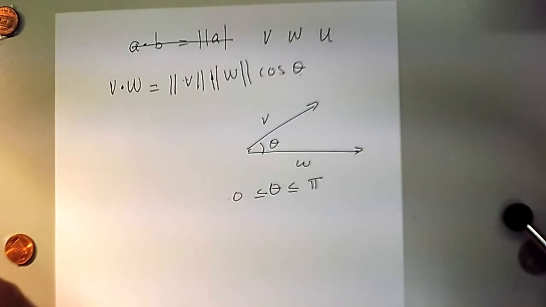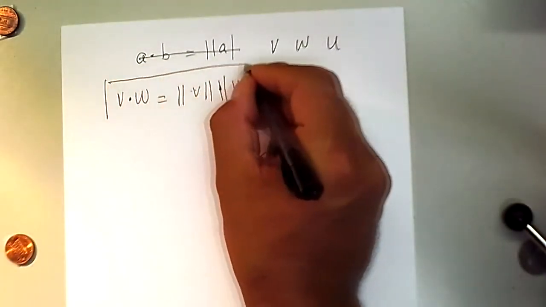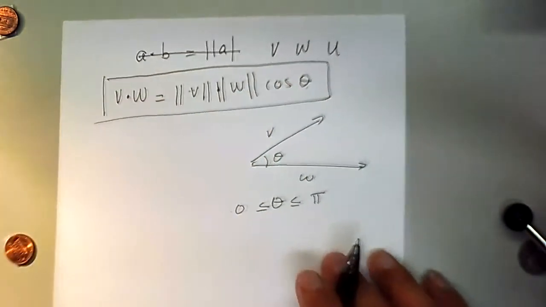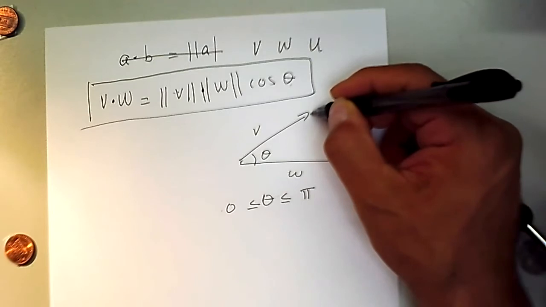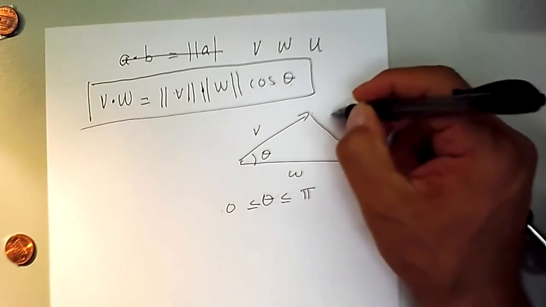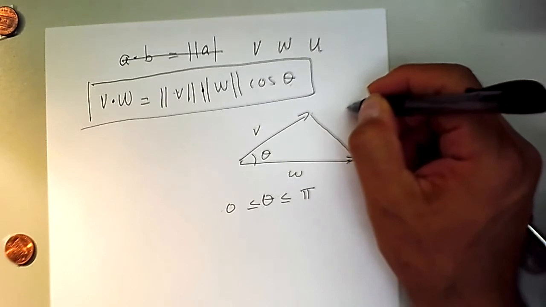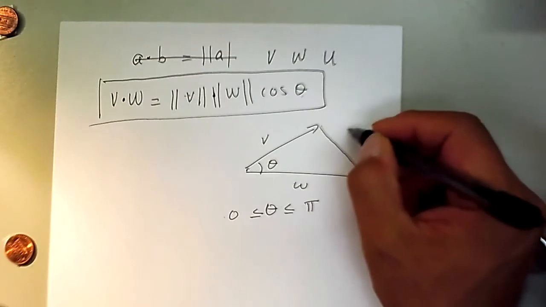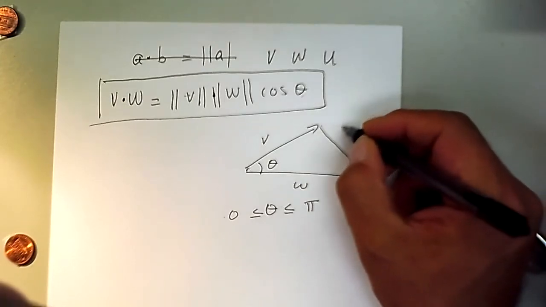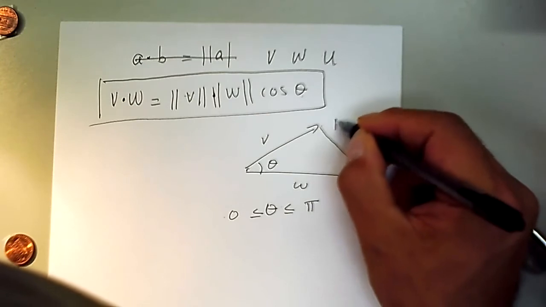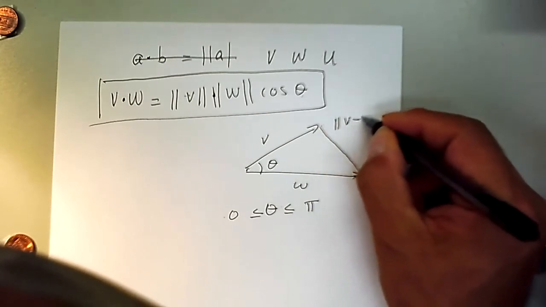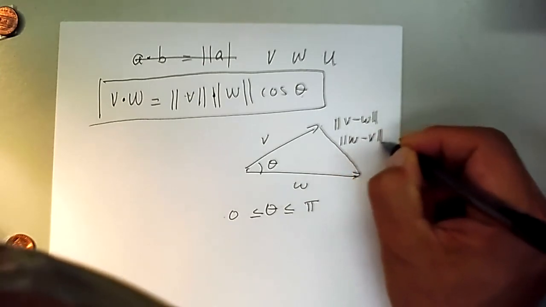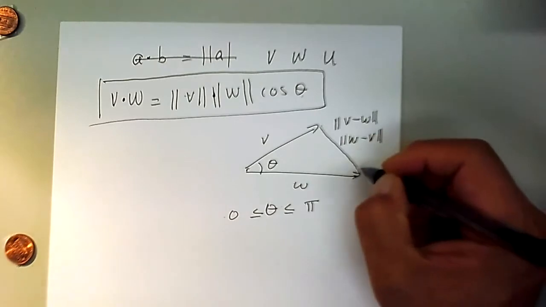So this is a fact. You can see proofs of this in books, all different books. And by the way, the length of this is v minus w, or w minus v, the magnitude or the length of that. Either one of the two is the length of that. So I'm not giving a direction.